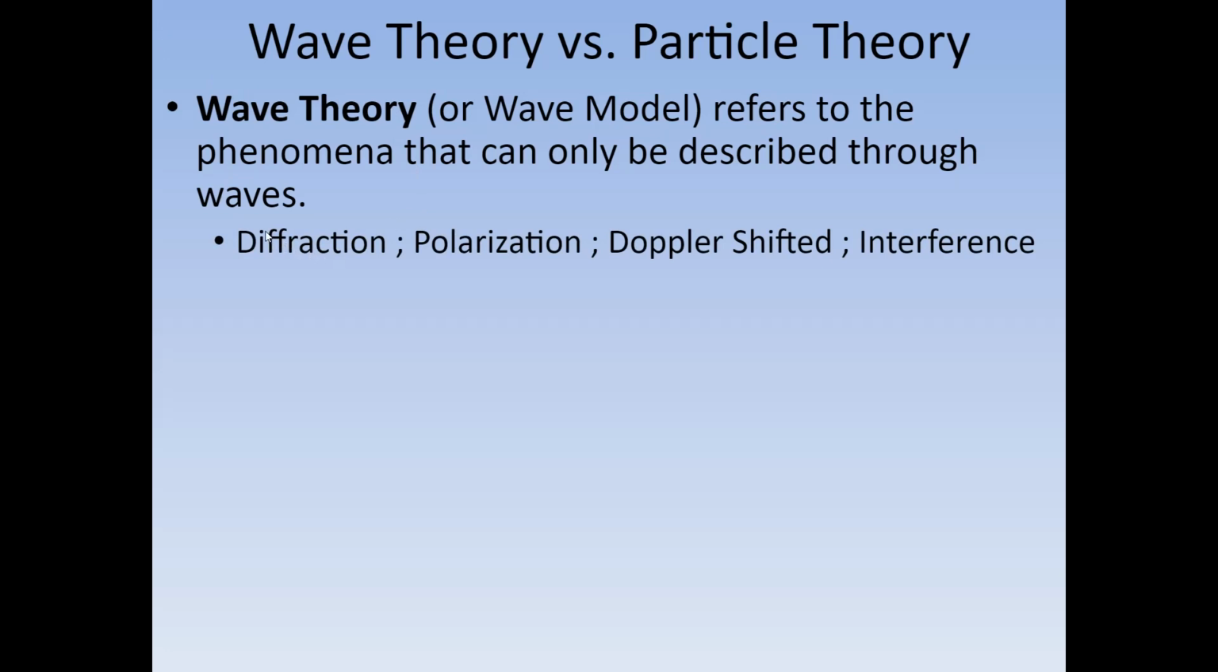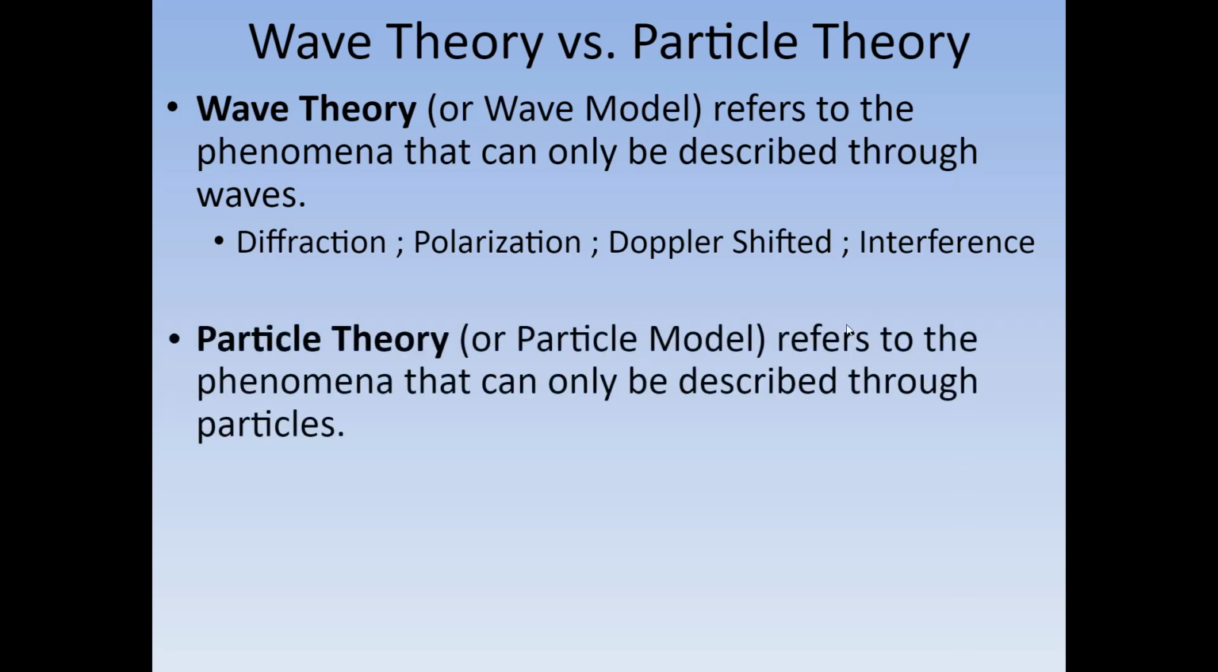Things like diffraction, polarization, Doppler shifting, and interference are all wave in nature. These are things that only waves can do. For example, interference. We mentioned before that interference is when two waves occupy the same space at the same time and combine their amplitudes together. So they basically merge. This cannot be described through particles, because two tennis balls, for example, cannot occupy the same space at the same time. They'll never merge into a bigger tennis ball. So interference does not occur with particles. It can only occur with waves.